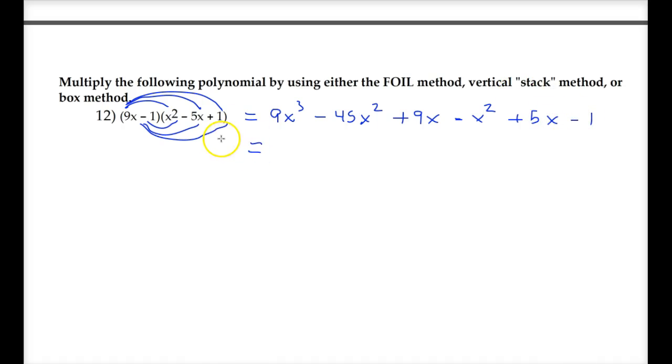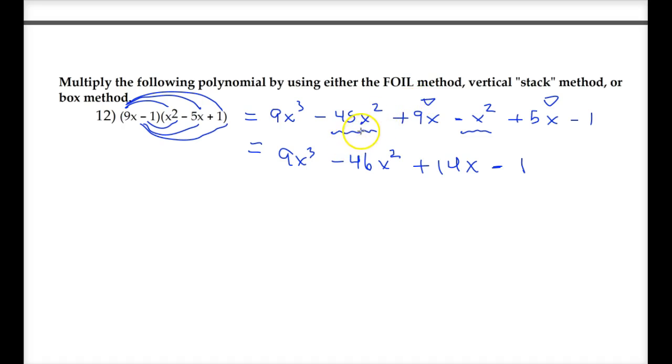And so now from there, all we need to do is combine like terms. So we know that negative 45x squared and negative x squared combine to be a negative 46x squared. 9x cubed, I wrote that here because there's nothing else that it can match up with. Here we see that positive 9x and positive 5x gives us a positive 14x. And then the only thing that's left there is a negative 1, and we just write that like that. So that is doing the distributive or FOIL method.